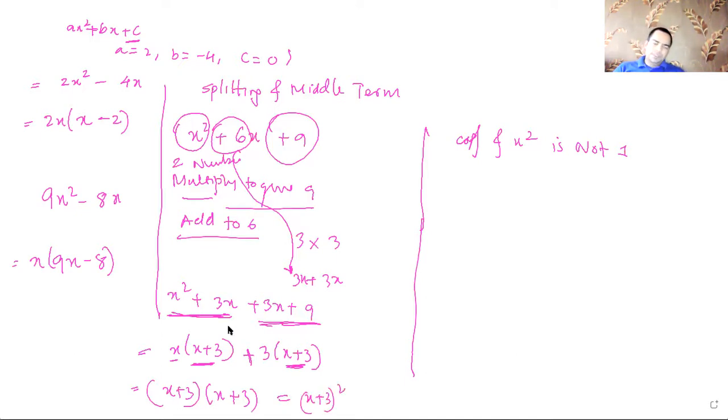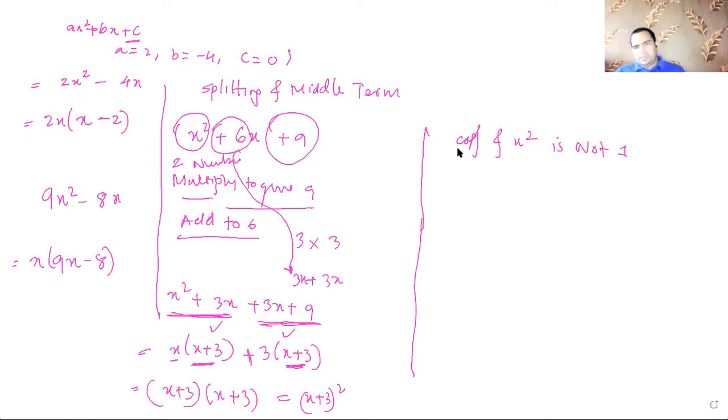So the general observation that you would have got is that both the brackets must be the same. After splitting the middle term, if any of these brackets are not matching, then your factorization is incorrect. So this is how you conclude the splitting of the middle term.